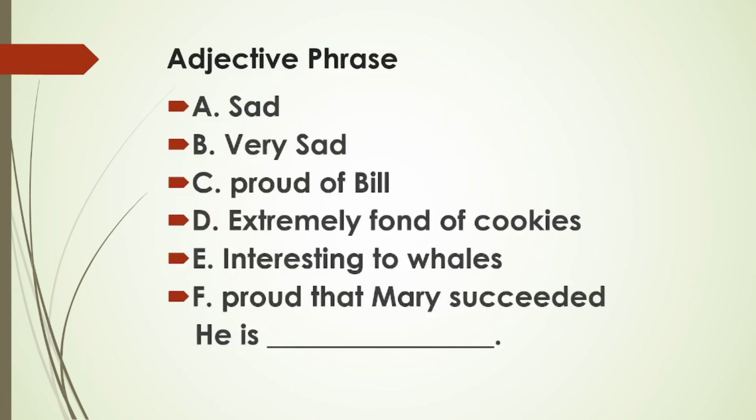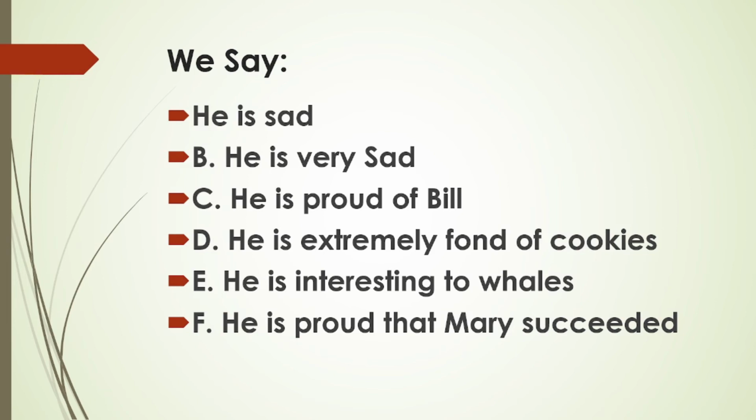This time, we will focus on adjective phrases. So here are some examples of adjective phrases: sad, very sad, proud of Bill, extremely fond of cookies, interesting to Wales, proud that Mary succeeded. All of these can occur, for example, in the frame "he is". So we say, he is sad. He is very sad. He is proud of Bill. He is extremely fond of cookies. He is interesting to Wales. He is proud that Mary succeeded.